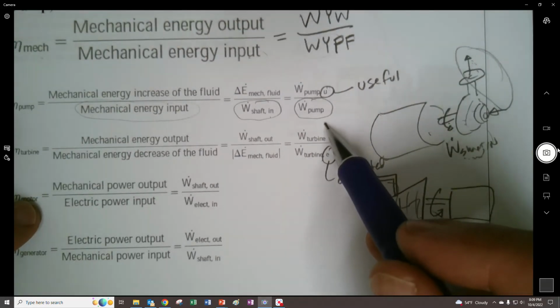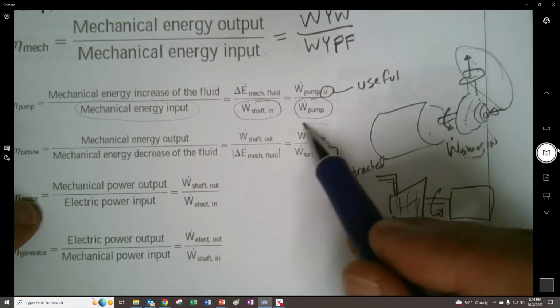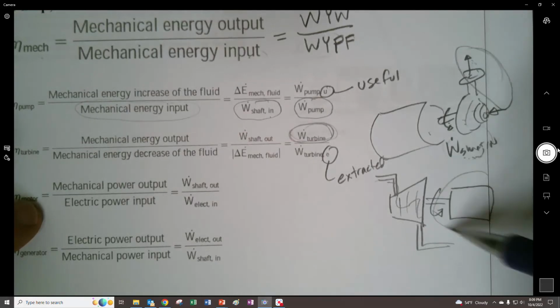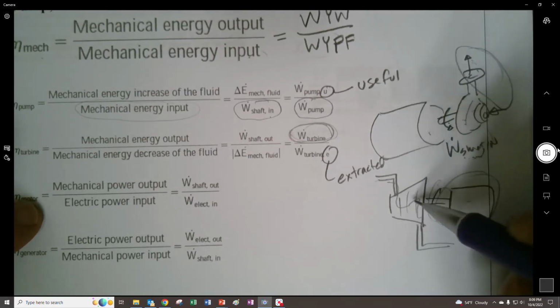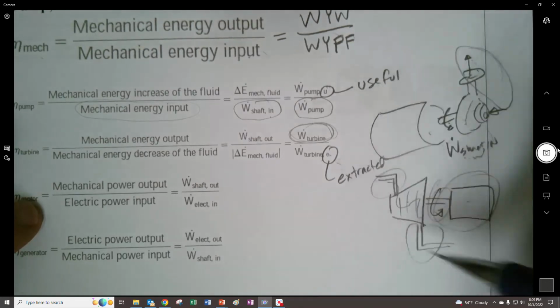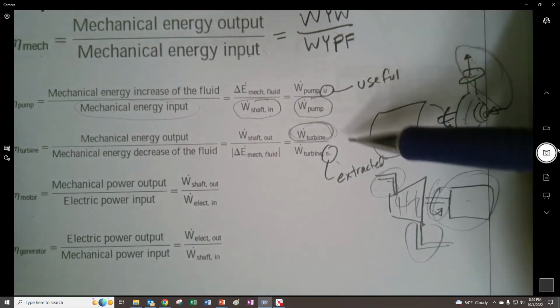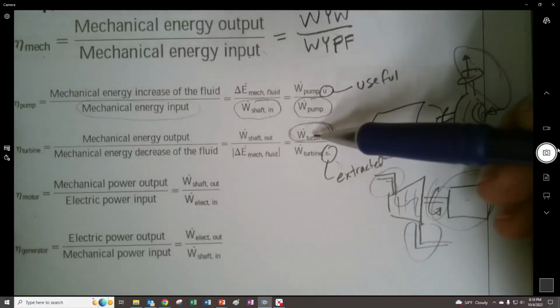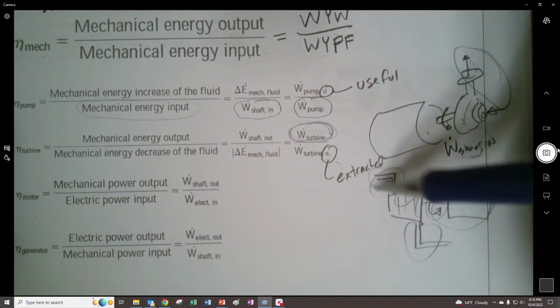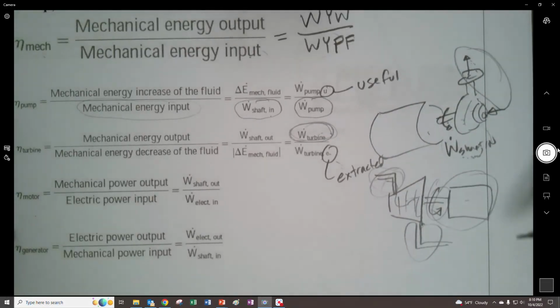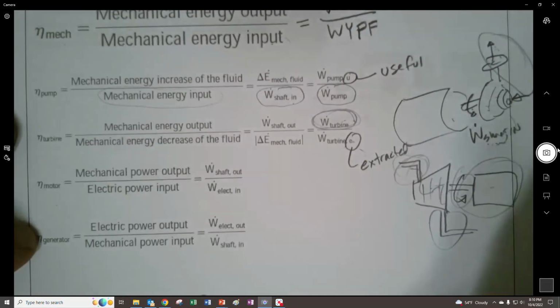So here is the amount of actual stuff that we could get out of the shaft, out of the turbine right here. But here is how much is extracted from the fluid. And so once again, we can't get out from the turbine as much as we put into the turbine. Some of it kind of goes away.